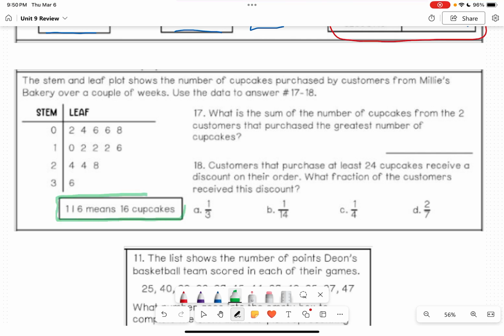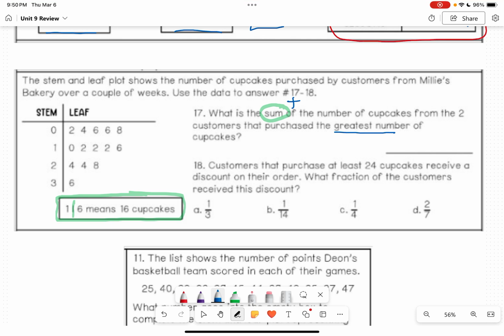Our key tells us that a number slash another number means it's just a 2-digit number. Okay, so this is what we normally see. All right, so 17 says, what is the sum? Sum is a keyword too. Adding. What is the sum of the number of cupcakes from the 2 customers that purchased the greatest number of cupcakes? So we're looking for which numbers are the biggest.